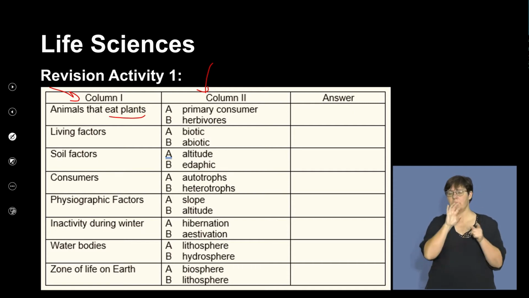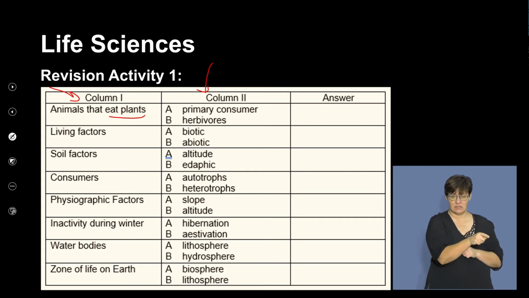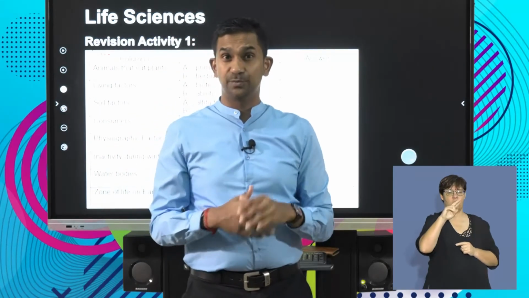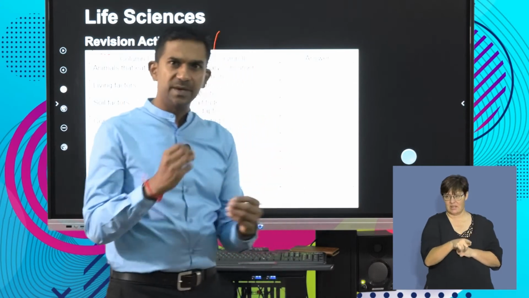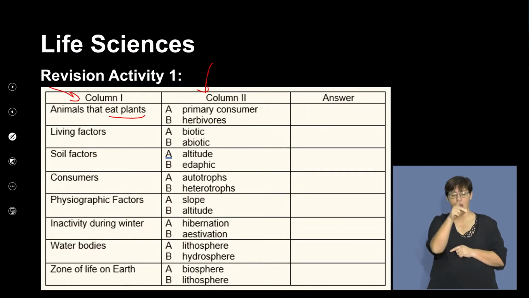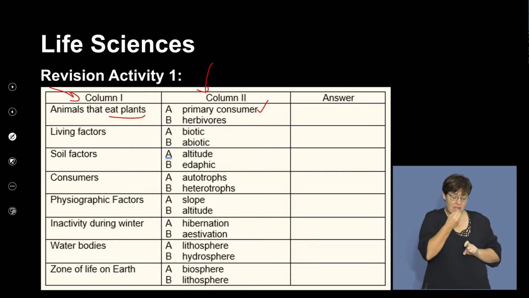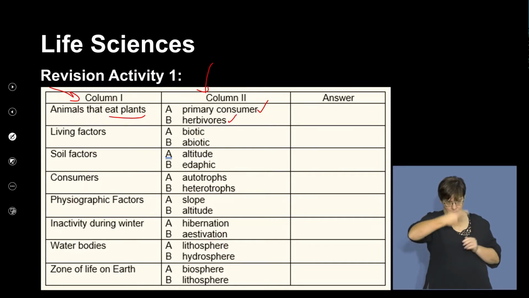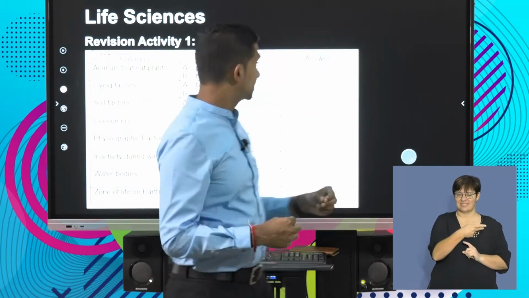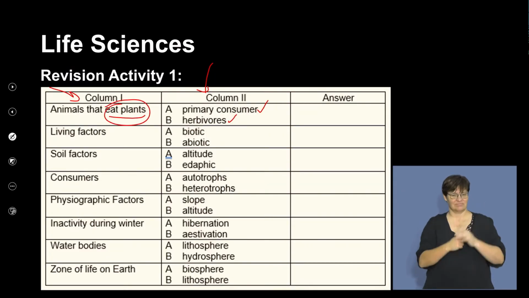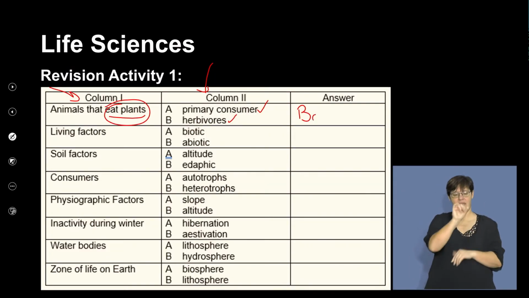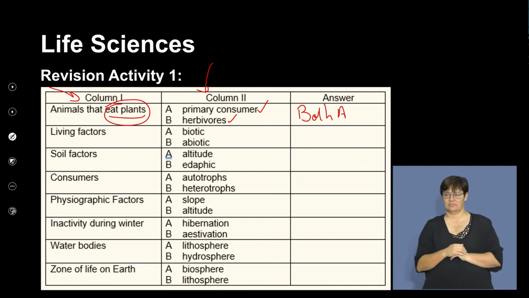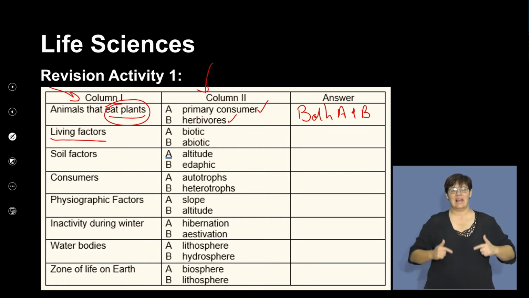Guys, we do recognize that animals that consume plants are your herbivores or your primary consumers. So let's remember that these terms, primary consumers, again refer to those that are the first level of consumers. So again, your herbivores are your first level of consumers. Herbivores, as I mentioned, are organisms that feed on plant material. So in the context of eating plants, it could be both A and B that are correct for this statement.